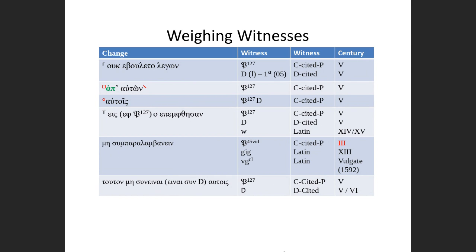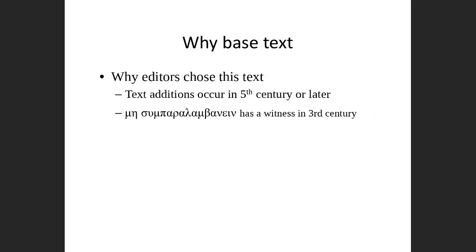So you're seeing, as the compendiums begun in the time of the Vulgate, you're seeing the centuries. Why did the editors choose this text? The text editions, they believe, occur in the 5th century or later. And the me sun paralambenain has a witness in the 3rd century, so earlier is better.